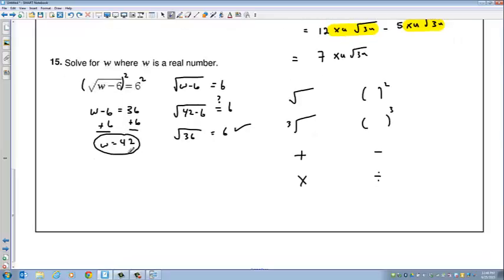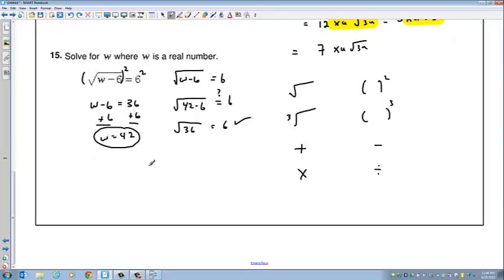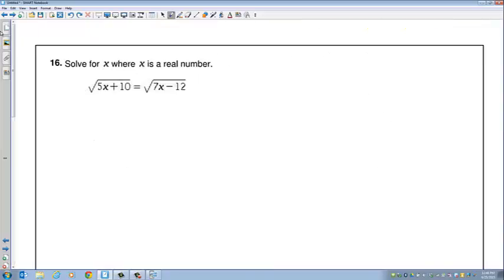And then the last problem we want to look at is, there it is right there, number 16. We have the square root of 5x plus 10 equal to the square root of 7x minus 12. And so how do you undo a square root? You take the square of it. So we square both sides. It should maintain the equality. All right, so this and this are equal, so if you square this and you square this, you should still remain equal. And that undoes that square root, so you're going to get 5x plus 10 on the left, and then you're going to get 7x minus 12 on the right.